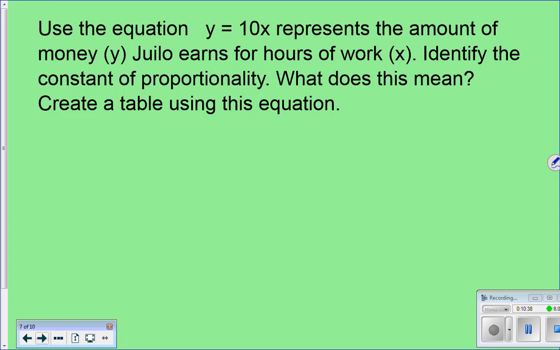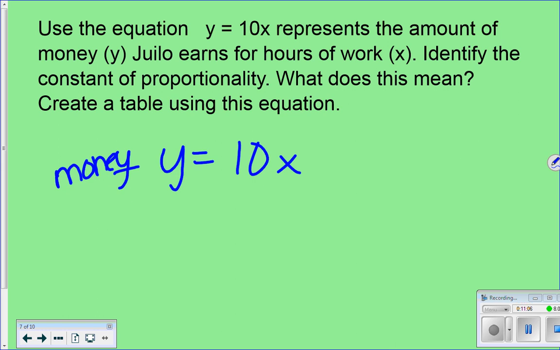No. All right, so this is another example of what you're going to see in your homework today. They're going to actually give you the direct variation already. Use the equation y equals 10x, which represents the amount of money Julio earns for hours of work. So first of all, let's talk about this. Y equals 10x. What does this mean again? What's y mean? Money. And k or x means the hours. So far, so good? You see, it says it right in there. Money, y, Julio earns for hours of work, x.